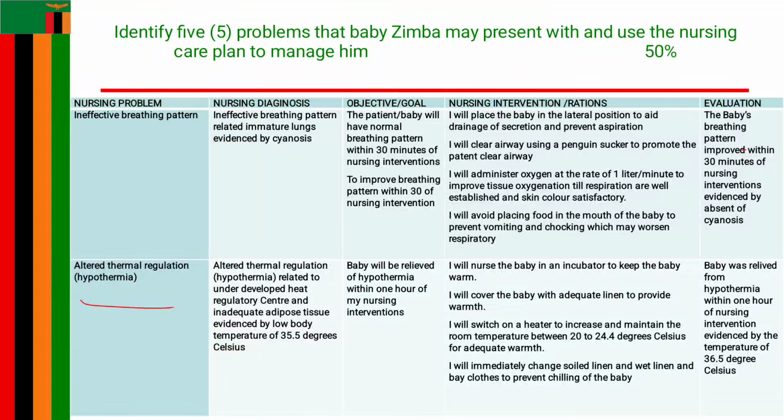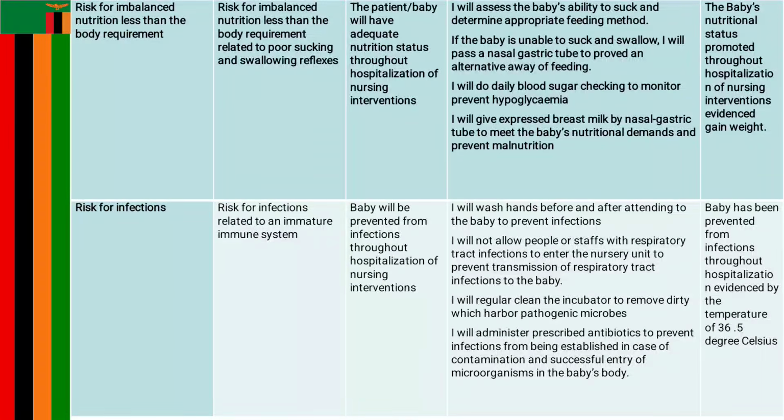Interventions: I will nurse the baby in an incubator to keep the baby warm. I will cover the baby with adequate linen or layette to provide warmth. I will switch on the heater to increase and maintain the room temperature between 20 to 24 degrees Celsius for adequate warmth. I will immediately change soiled linen and wet linen and bare clothes to prevent chilling of the baby. Evaluation: baby was relieved from hypothermia within 1 hour of nursing intervention, evidenced by temperature of 36.5 degrees Celsius.